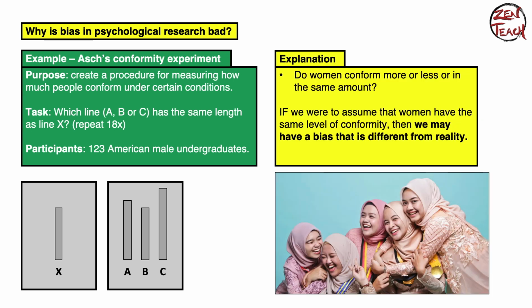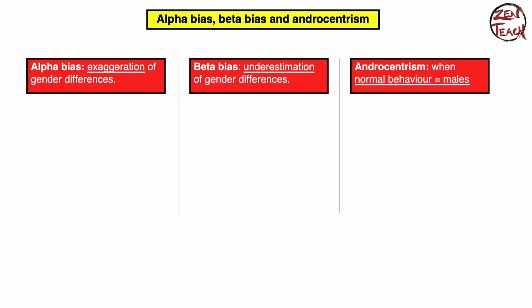Okay? Now, do women conform more or less in this, or the same amount? If we were to assume that women have the same level of conformity, then we may have a bias that is different from reality. Yeah? So that is a very good example of a typical gender bias. So let's look at those 3 gender biases in more detail.